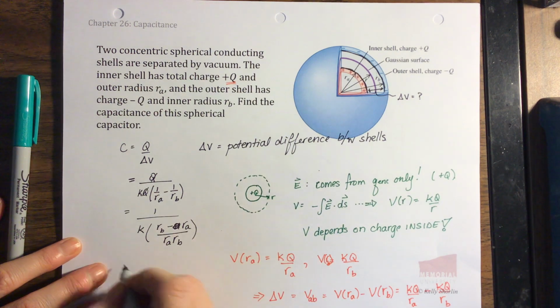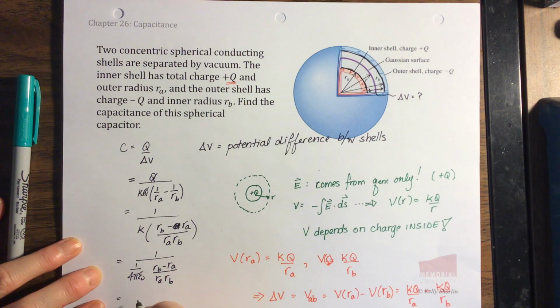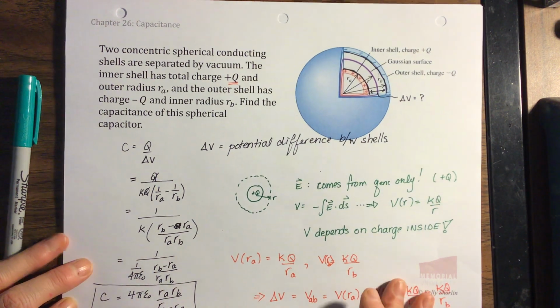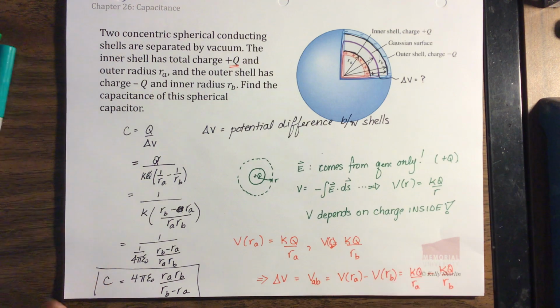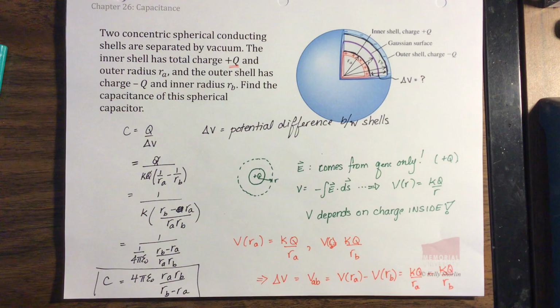Next, I'm going to put in that K is 1 over 4 pi epsilon naught. And then my denominators become my numerators. So I've got 4 pi epsilon naught times Ra times Rb over Rb minus Ra. That's kind of a neat result for a spherical capacitor. So even if we have a bit of an odd geometry, if we start from capacitance as charge over potential difference, we can get to our answer.